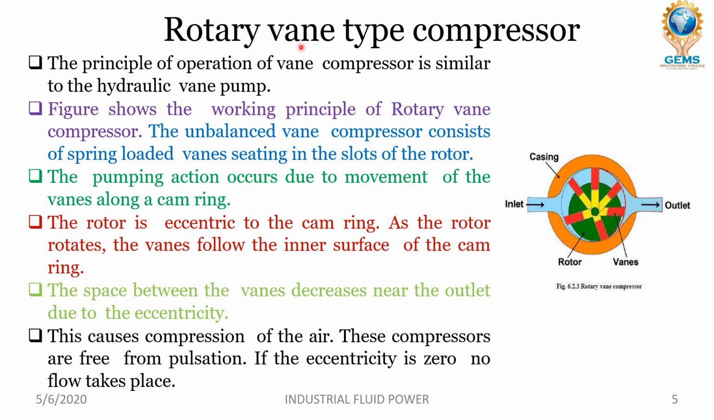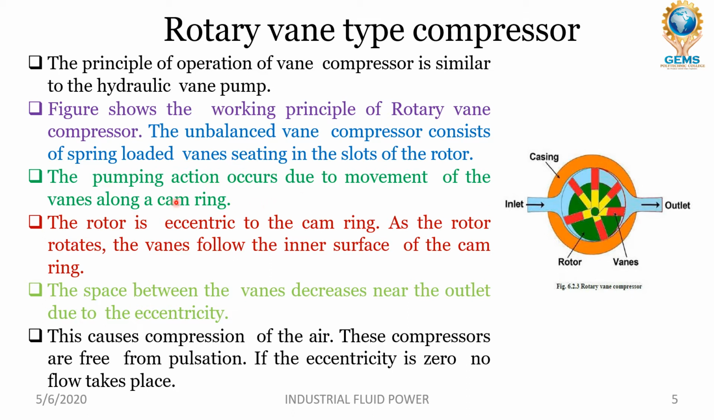Then the rotary vane type compressor. This is similar to the rotary vane pump, the hydraulic vane pump. The principle of operation of the vane compressor is similar to the hydraulic vane pump. This figure shows the working principle of the rotary vane compressor. The unbalanced vane compressor consists of spring-loaded vanes seating in the slots of the rotor. This red symbol shows the spring, spring loaded, and this green color shows the vane.